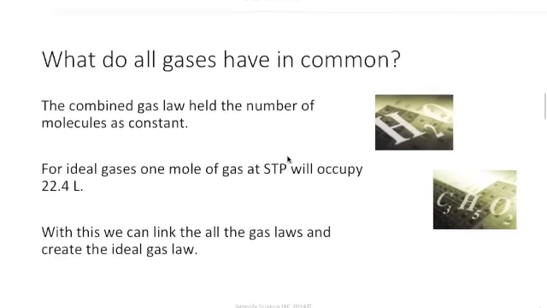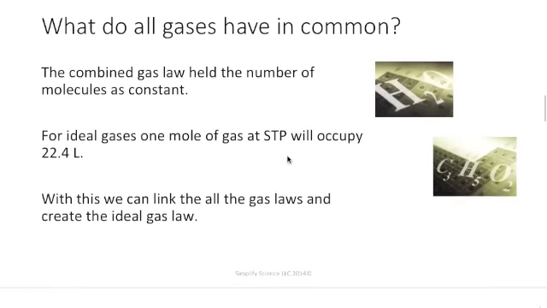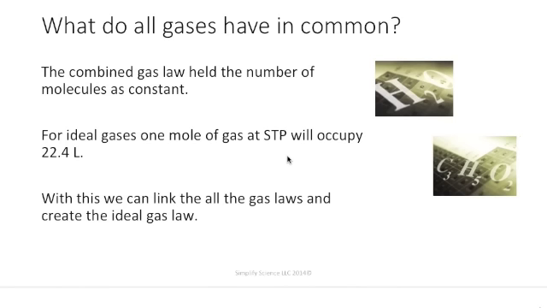Okay, so let's look at what all gases have in common. Now, the combined gas law held the number of molecules constant. What we're going to change is that we're not going to hold the number of molecules constant. Now, for ideal gases, all gases that we're going to look at with the ideal gas law, 1 mole of gas at STP will occupy 22.4 liters. That's what all gases have in common. If we're at STP and it's 1 mole, then it's going to be 22.4 liters.